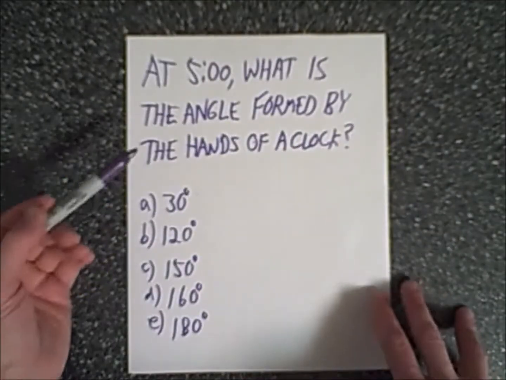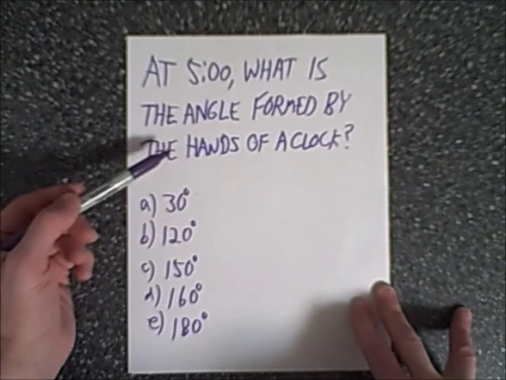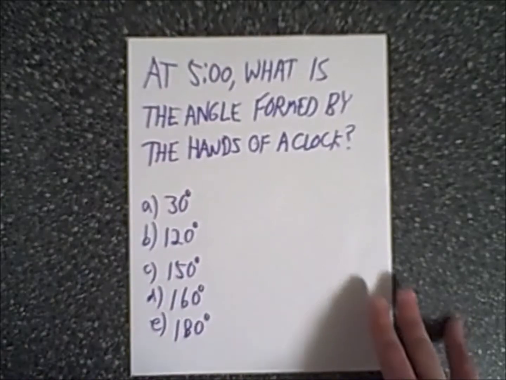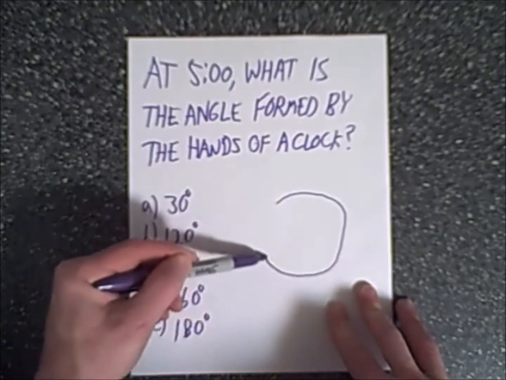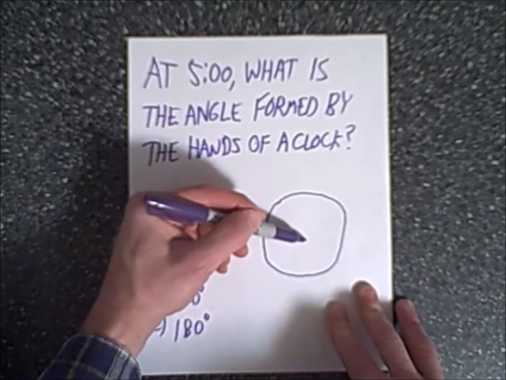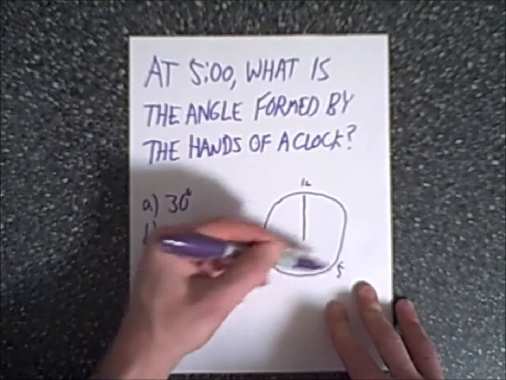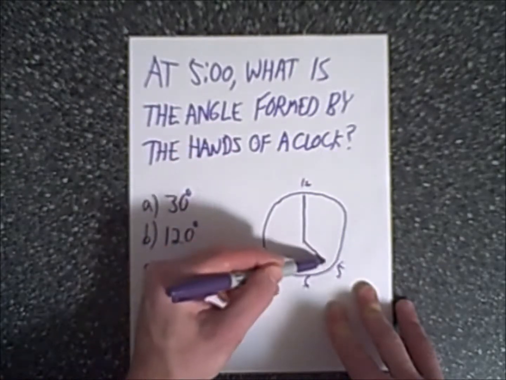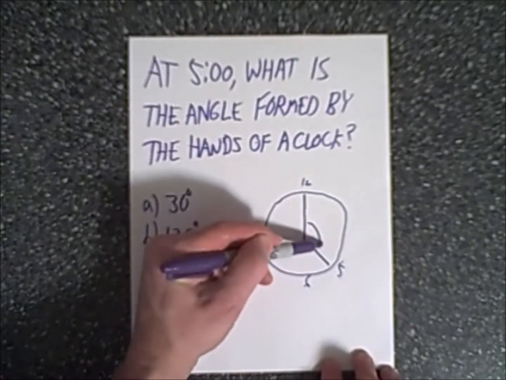Now we have a geometry clock question. At 5 o'clock, what is the angle formed by the hands of a clock? So let's quickly draw a sketch. For those of you living in the digital age, you may not be as familiar, but at 5 o'clock, this is the 12, and 5 is down here, 6 is below, and that's about what it would look like. And we want to find out what this angle is.